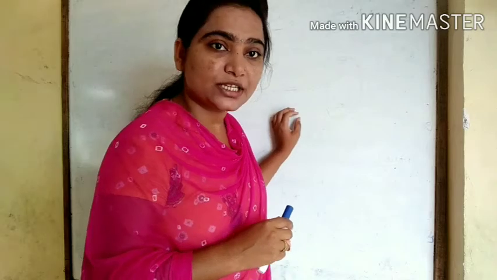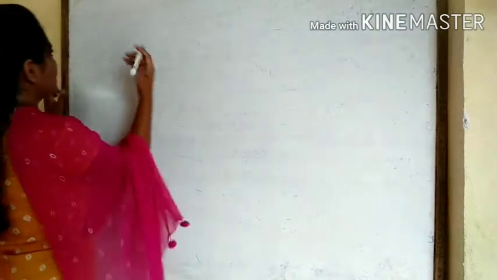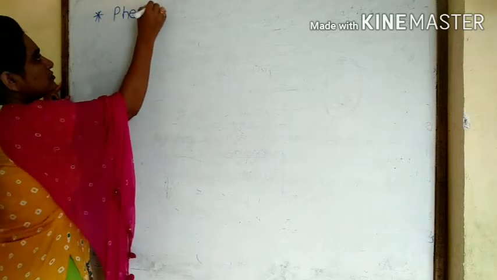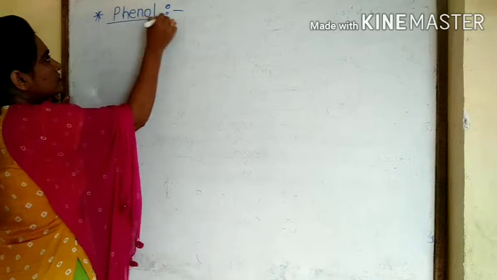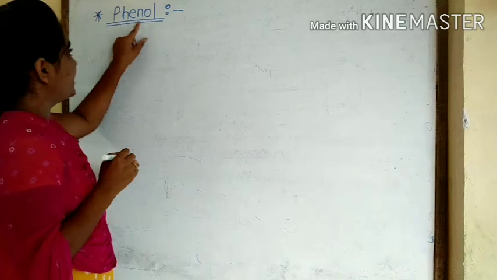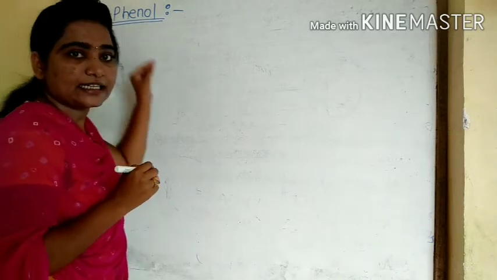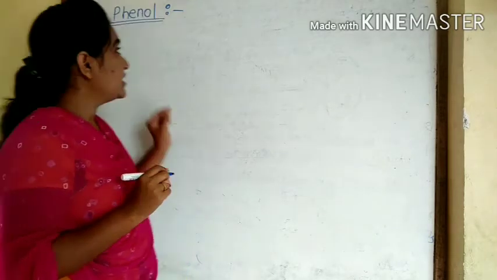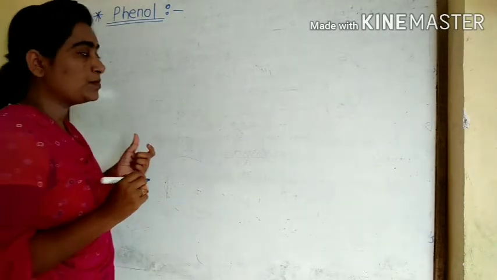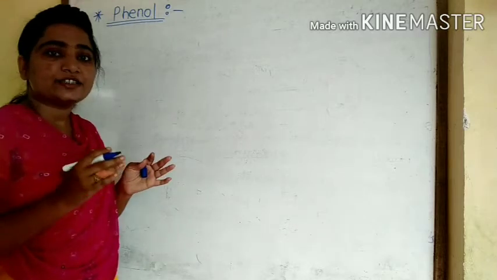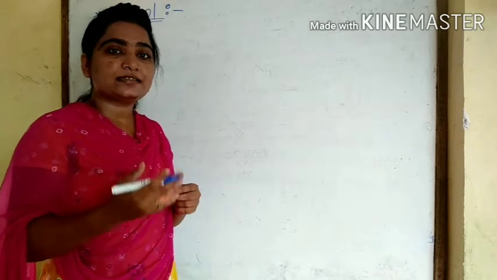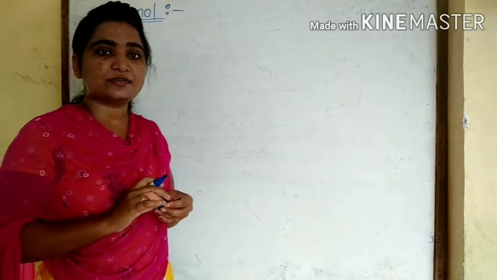So first we will see what is phenol. Now look at here. So here phenol, ending letters OL, that is it contains the hydroxy group. In case of phenol, when one or more hydroxy groups are directly attached to the benzene ring or the aromatic nucleus, then that substituted compound is known as phenol.